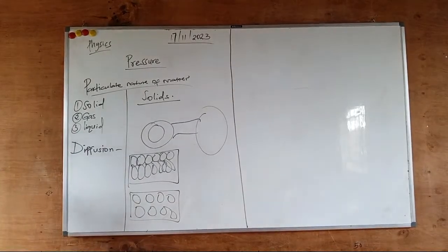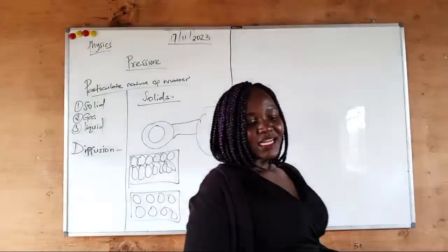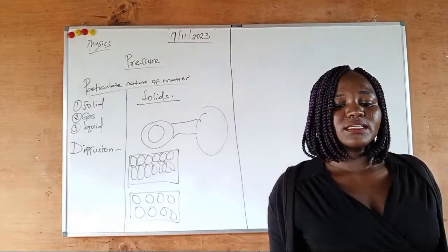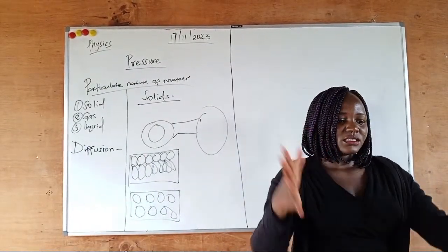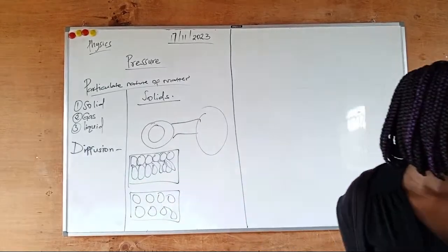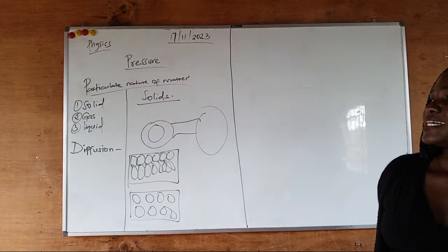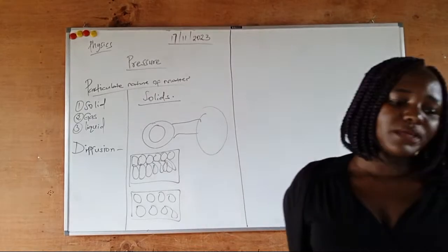And then last but not least, we have gases. Gases are widely spread. Diffusion mostly occurs in gases, for they are widely spread.